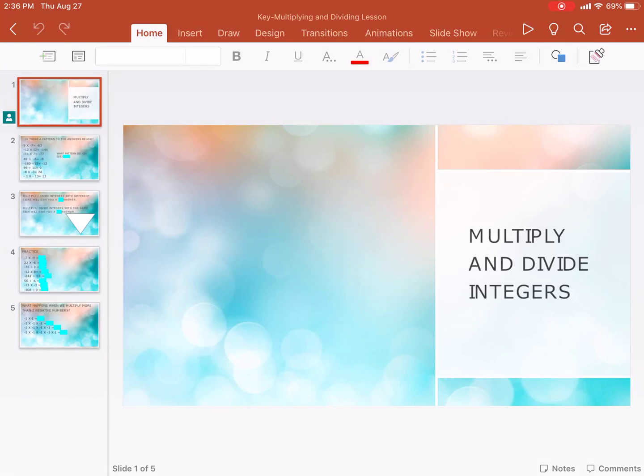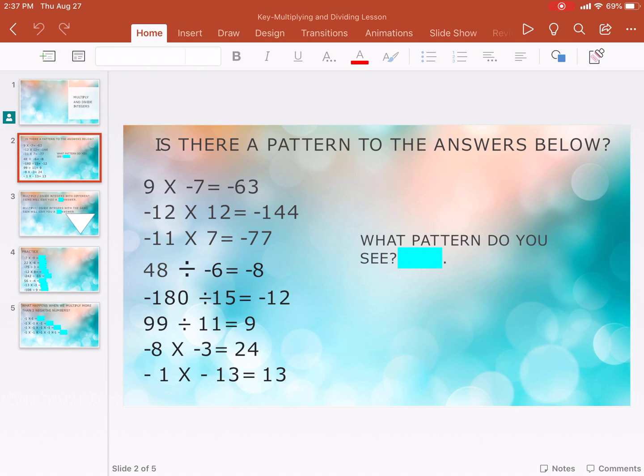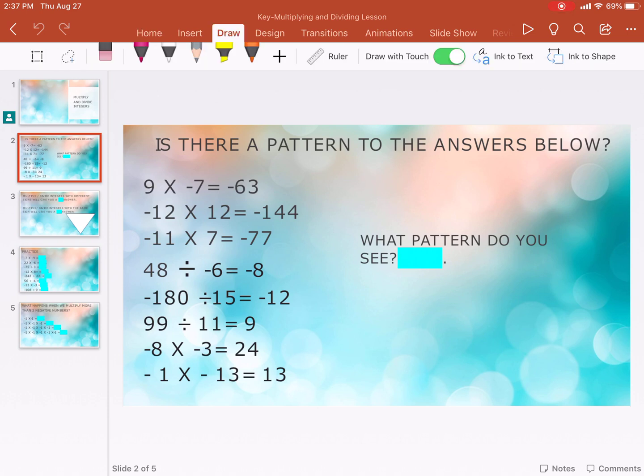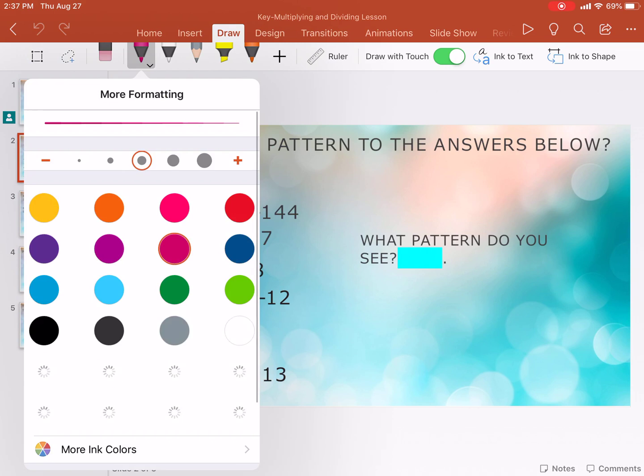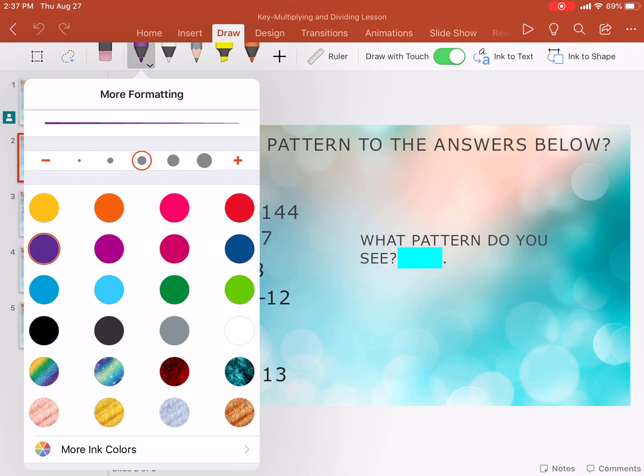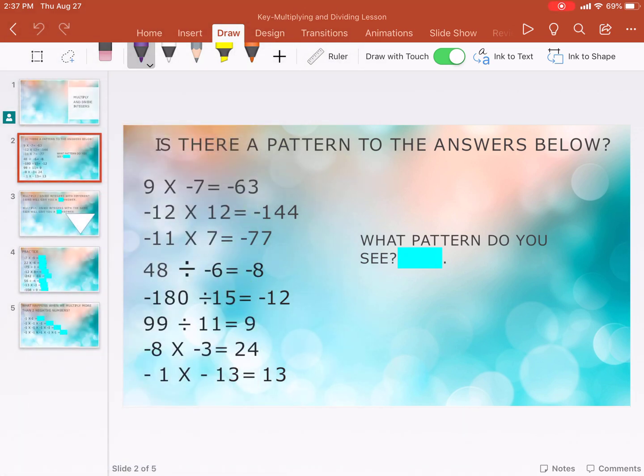Guys, in this video we're going to be talking about multiplying and dividing integers. So I want you to look at these problems and see if you can figure out what the pattern is for multiplying and dividing. See if you can find that pattern. Hopefully you were able to see a pattern. I wish we could talk, but you're just watching the video.